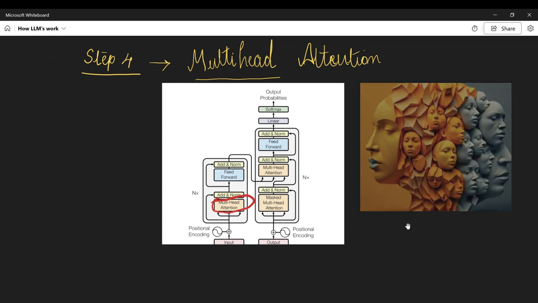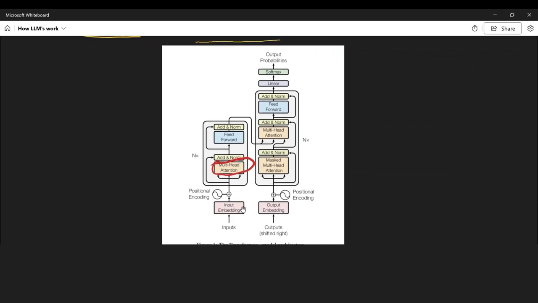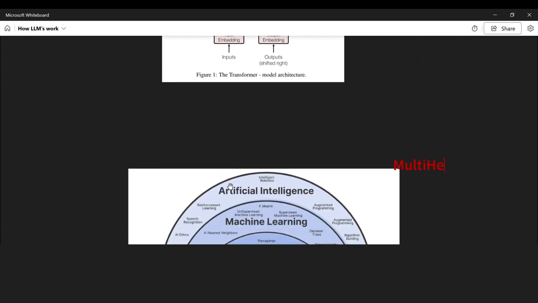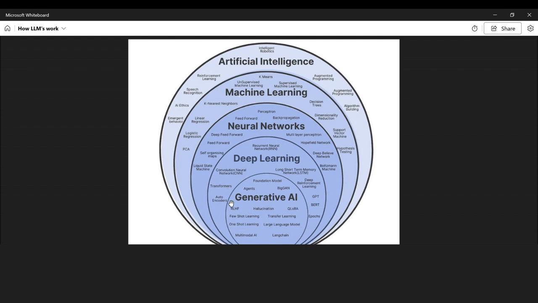Let's talk something about the multi-head attention. Multi-head attention is one of the boxes in the transformer model architecture. So we had taken some text, we had tokenized that text, we had done the vector embedding, then the positional encoding, and then comes the multi-head attention. Before we go ahead to that, let's see one more diagram here.